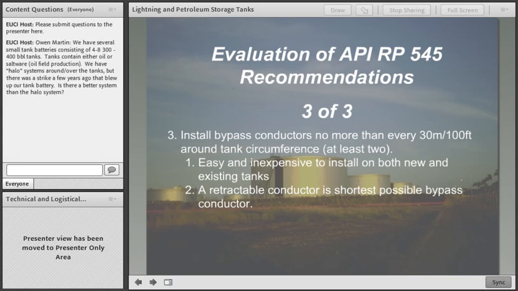Number three, install bypass conductors every 100 feet around the tank. Compared to the other two recommendations, this is a relatively easy and inexpensive thing to do. It's fairly easy to retrofit an existing tank with a bypass conductor between the roof and the shell.